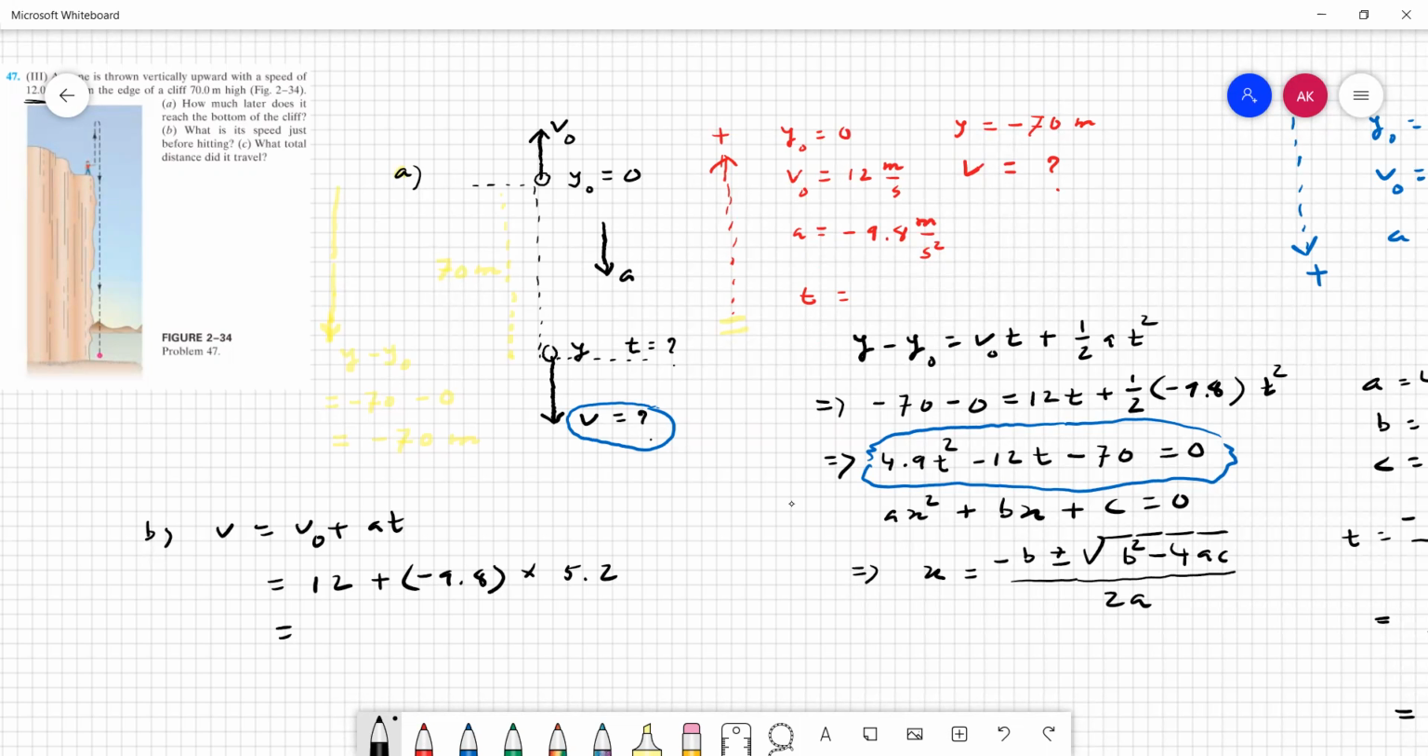12 minus 9.8 times 5.2. How much do you get? Negative 38.96. Okay, it's almost negative 39 actually. Let's just use negative 39 meters per second. We expected it to be negative because the final velocity is in the downward direction, but we have chosen the upward direction to be positive. So it's always best to quickly write the coordinate axis right there, that I'm using the upward direction to be positive.